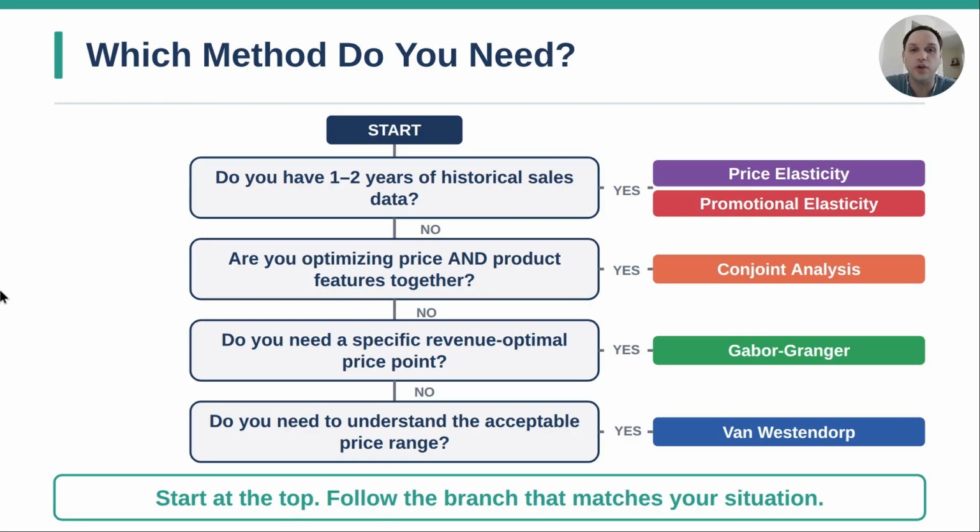Next question, are you optimizing price and product features together? If yes, Conjoint Analysis is the right tool. If no, next question, do you have a specific revenue optimal price point? If yes, Gabor-Granger. After establishing the range with Van Westendorp, if the only question is understanding the acceptable range, Van Westendorp alone gets you there. Follow the branches. The right method is always clear once you've answered those 3 questions honestly.